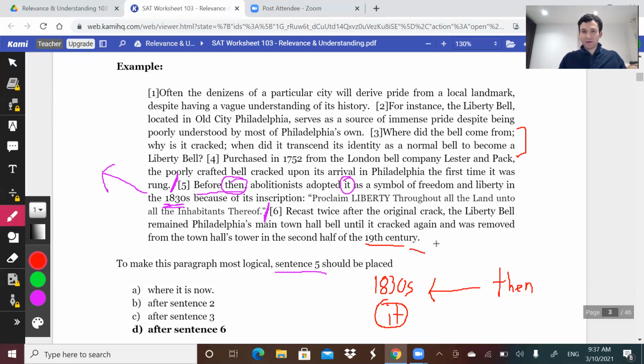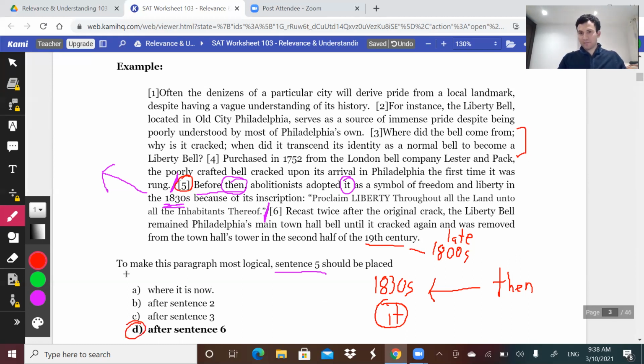So in the late 1800s, or second half of the 19th century, the bell was removed. This is the only thing that comes after, right, the late 1800s. That's the only thing that comes after the 1830s. So "before then" has to be referring to before the late 1800s. So sentence 5 has to come after 6.